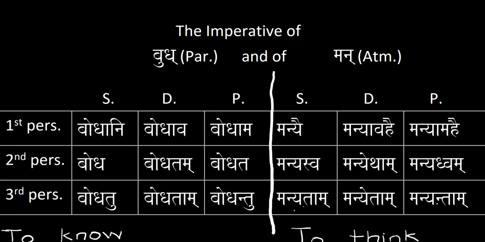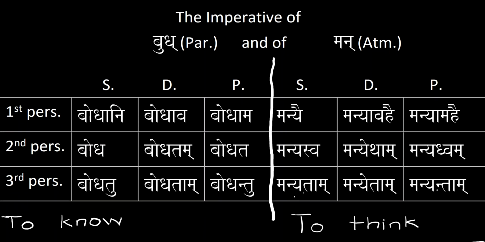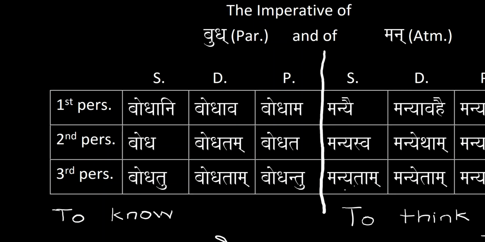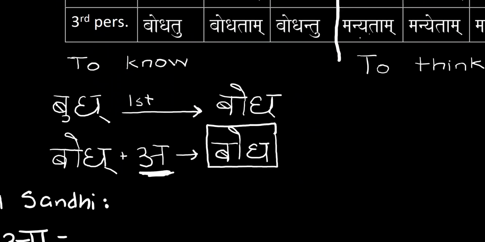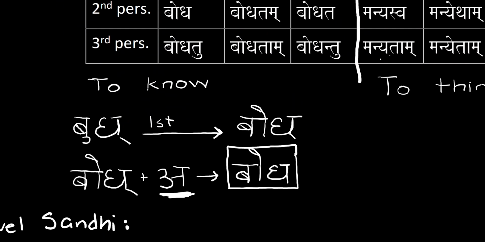So budh means to know in Sanskrit, and man means to think, and we will be conjugating this in the imperative mood. So let us start with the parasmaipada example, the active voice example, first. Budh means to know. In the first conjugation, it becomes bodh. Bodh plus a gives you bodha.